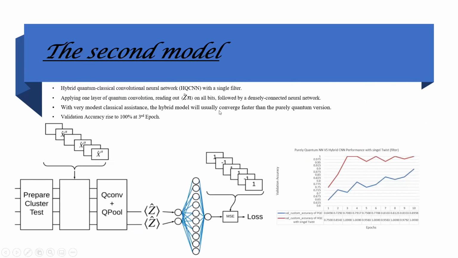The second model, called a hybrid quantum classical convolutional neural network, with a single filter, applying 1 layer of a quantum convolution, reading out the z-axis on the Bloch sphere on all bits, followed by a densely connected neural network. With very modest classical assistance, the hybrid model will usually converge faster than the purely quantum version. And the validation accuracy rises to 100% at the 3rd epoch.